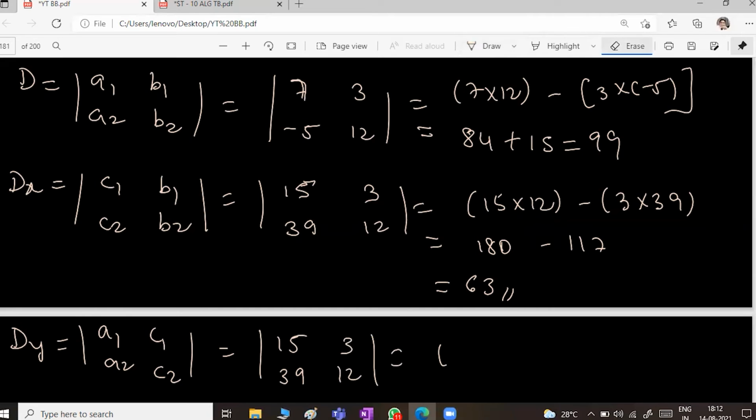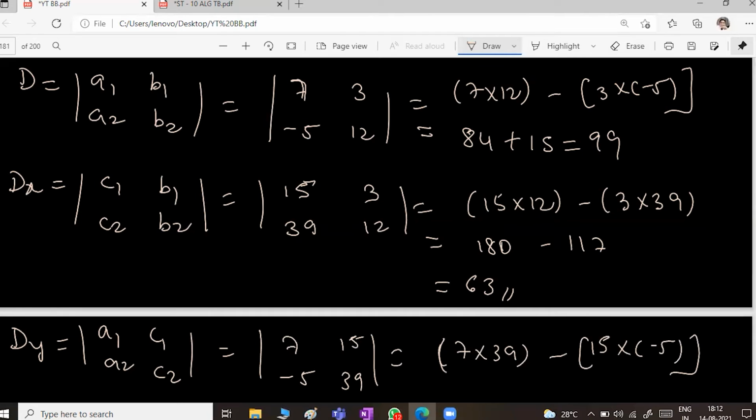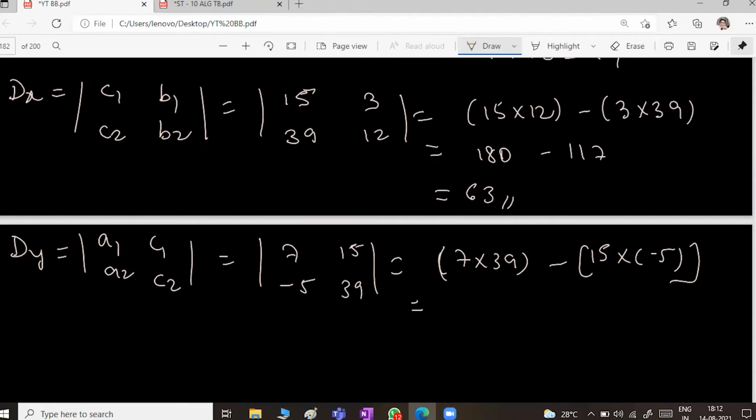No, wait a minute, this is 15 upon 39, so this will come on this side. So here it is going to be 15, 39, and here it is going to be 7, and here it is going to be minus 5. So basically you will get 7 into 39 minus 15 into minus 5. So here it is going to be 39 into 7 is, I guess, 273, minus of minus 15 into 5 is plus 75, which is going to give me 348. It's not 9, it's 4. 348.